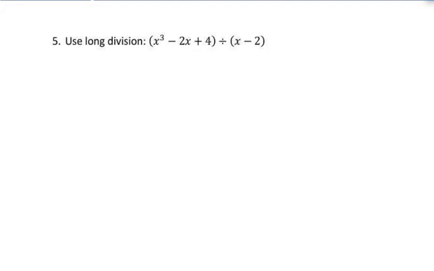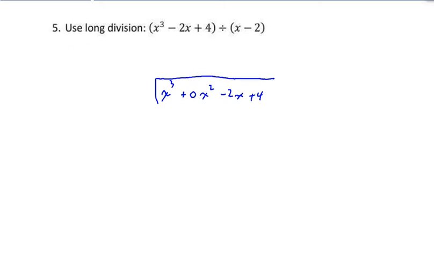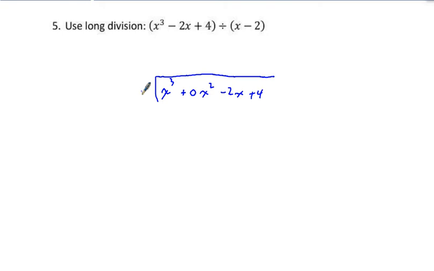Example 5. This is one for sure that I'd like you to try on your own prior to watching me go through this problem. So again, this would be a good time to pause, try the problem, and then push play to check to see if you got it correct. x cubed plus 0x squared minus 2x plus 4. Again, we needed the 0x squared to be a placeholder so that I have my x squared column to be putting answers. That is divided by x minus 2.